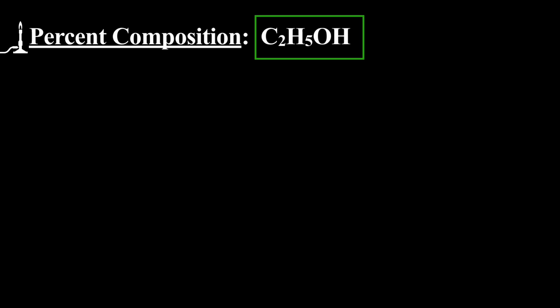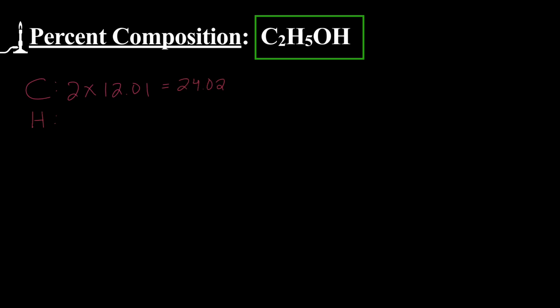All right, let's start with C2H5OH. We got to get the molecular weight. So carbon, I have 2 of them. So 2 times 12.01, I get that 12.01 from the mass on the periodic table. And when I multiply those together, I get 24.02.